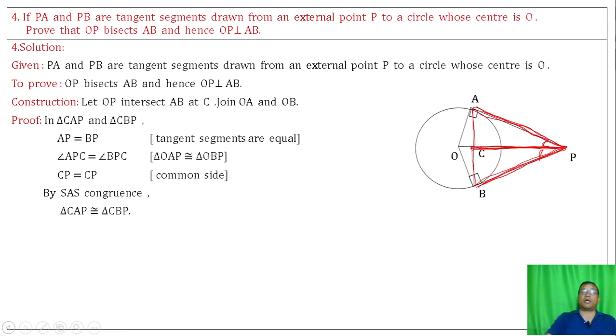Triangle CAP and triangle CBP congruent, so what must be concluded? AC equal to BC. AC equal to BC, that is C is the midpoint of AB, hence OP bisects AB.